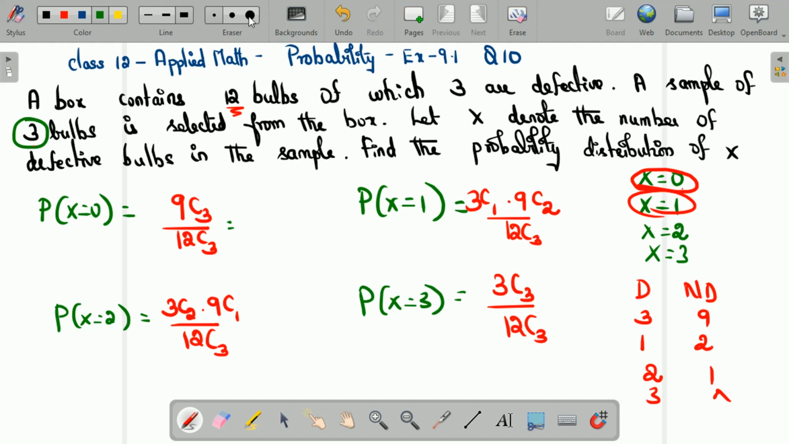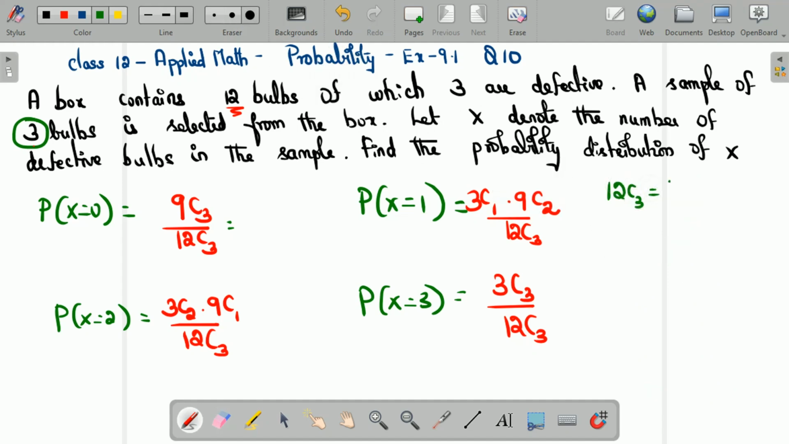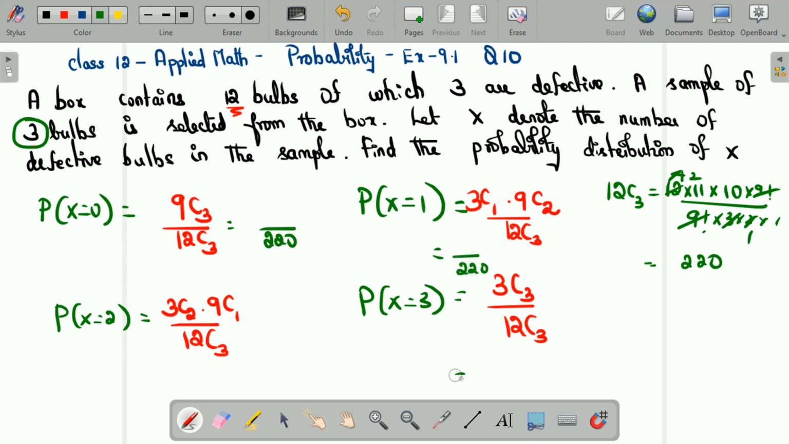Now let's work on simplifying these values. So first let's compute 12C3. 12C3 is going to be equal to 12 into 11 into 10 into 9 factorial divided by 9 factorial into 3 into 2 into 1, which is 3 factorial. 9 factorial and 9 factorial will vanish. This is going to be 3 into, this is going to be 4 times, and this is 1 times and 2 times. So this is going to be 220. So the total outcome in each case is going to be equal to 220.